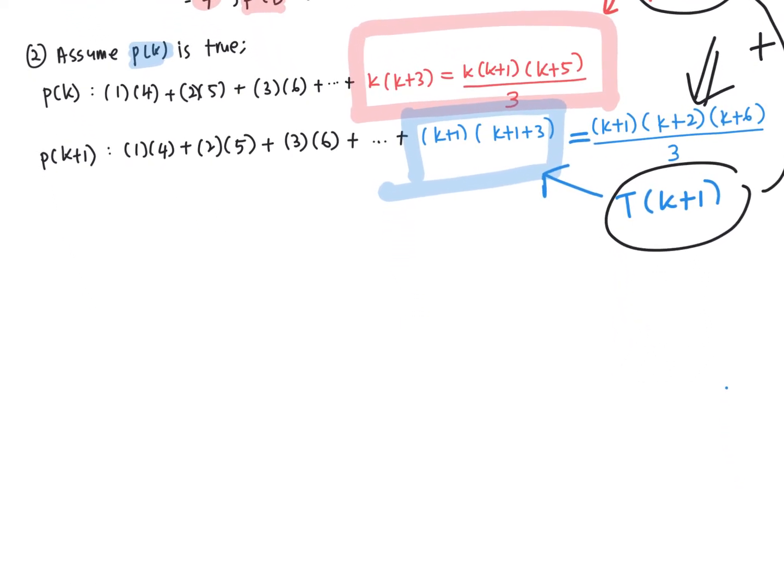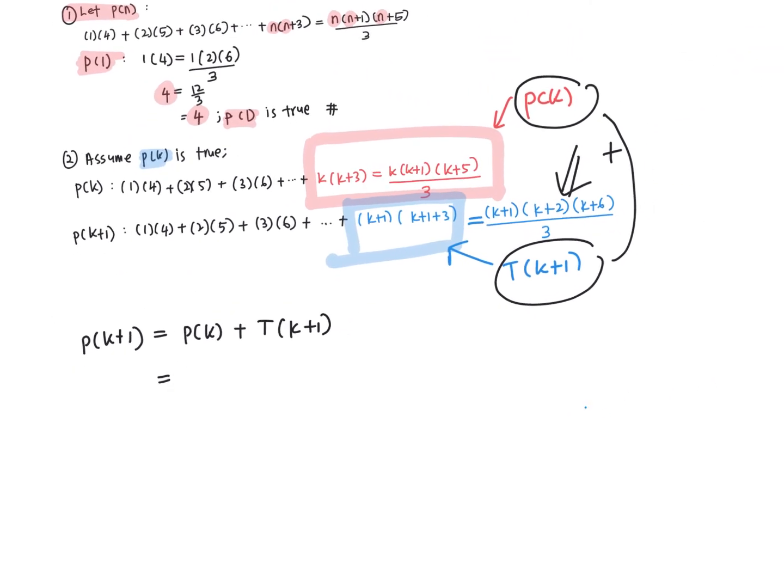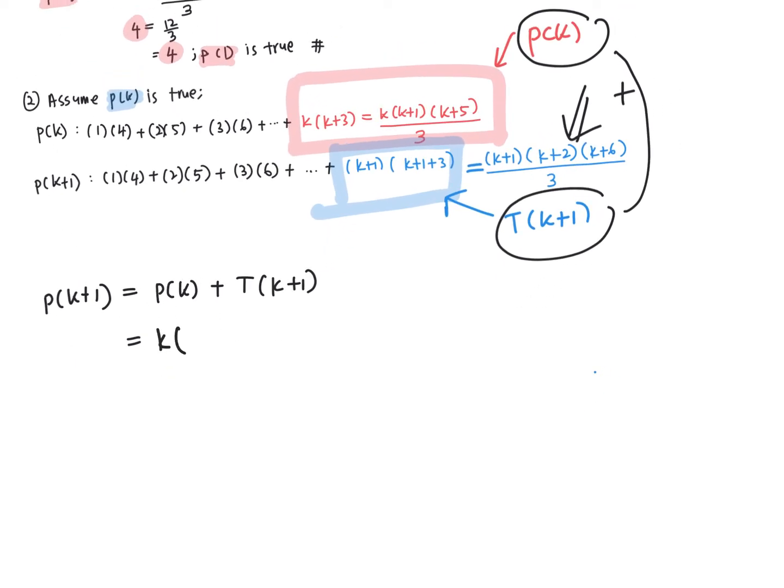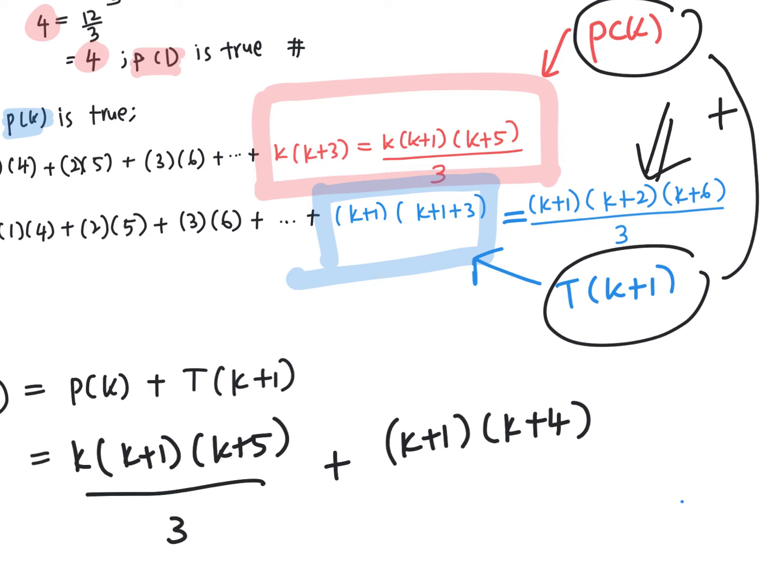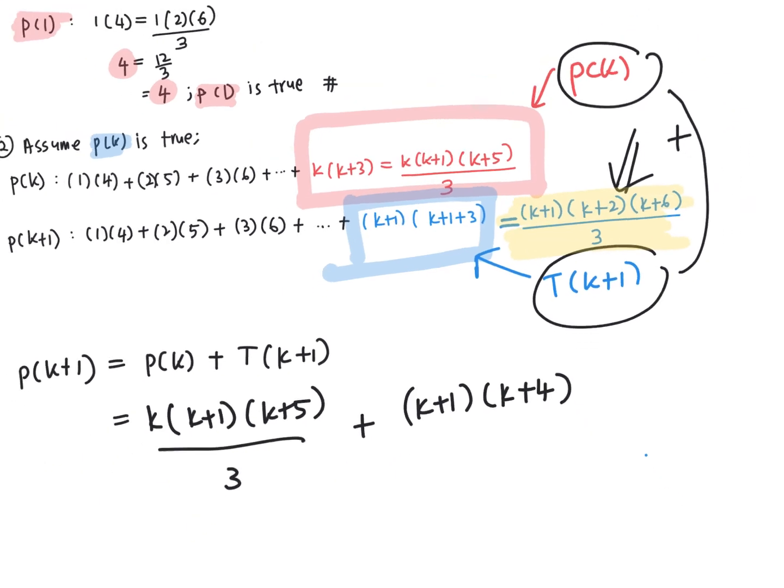So that's what we want to show. Now we will show the step of addition. We will prove that Pk plus 1 equals Pk plus Tk plus 1. The value of Pk just now is k plus 1, k plus 5 over 3, and then total it with Tk plus 1, which here will give you k plus 4. So with k plus 1 and k plus 4, we want to show whether this goes to these terms or not. So we are going to simplify this.